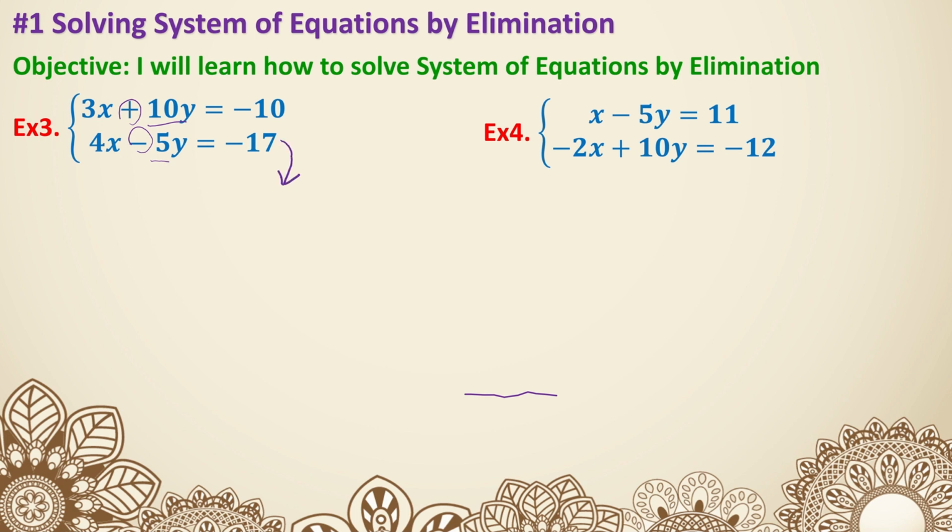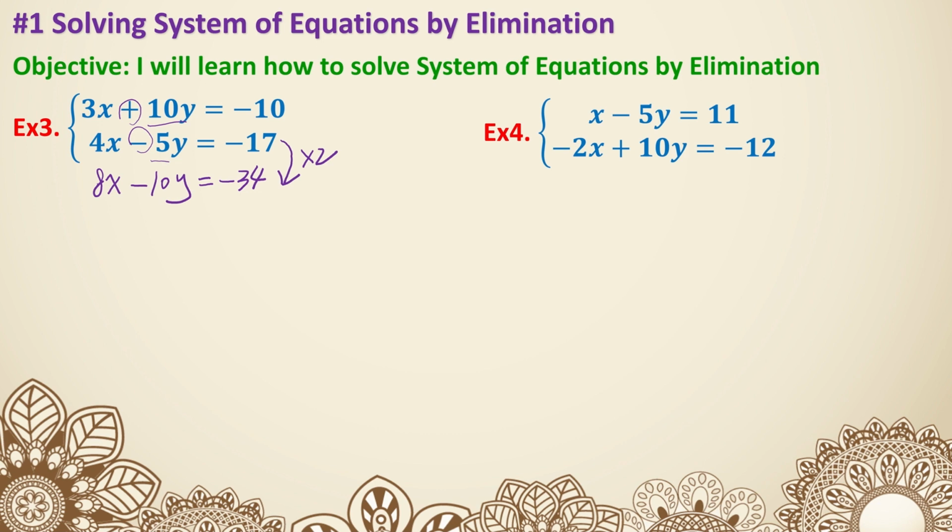In order to change a 5 into a 10, I need to multiply it by 2, which means I'm going to multiply the whole equation by 2. That will change the second equation to 8x minus 10y equals negative 34. Again, you have to multiply every single thing by this 2 because you're changing the whole equation.